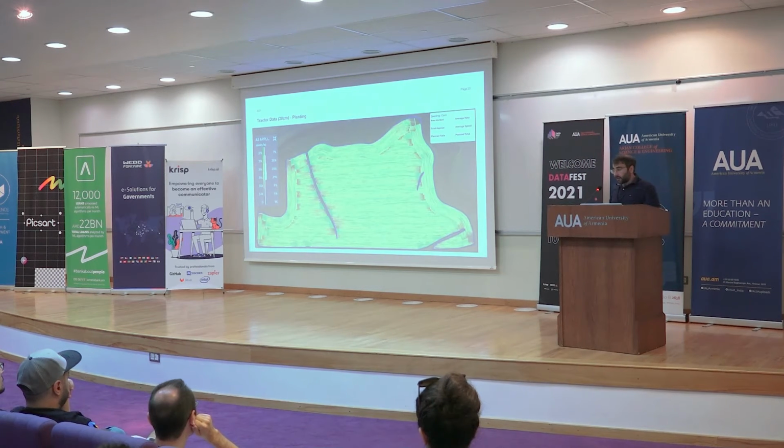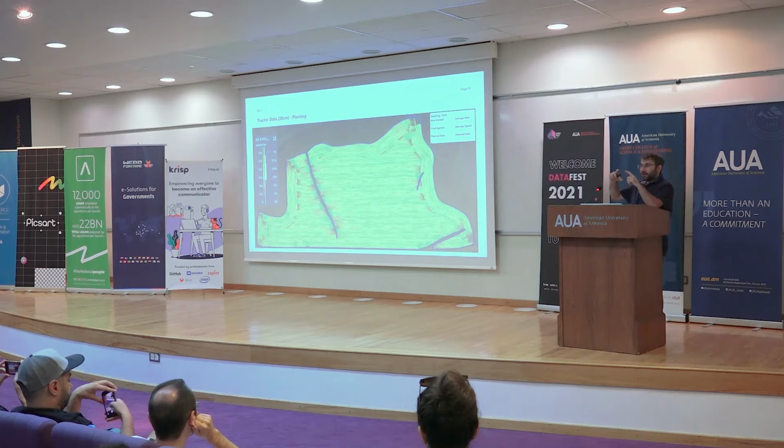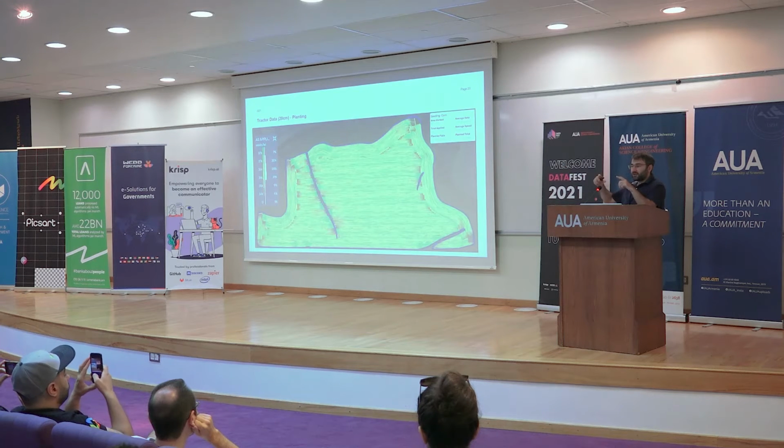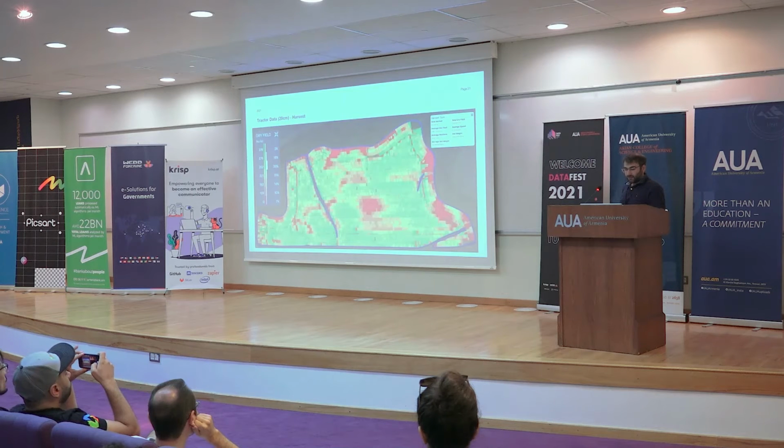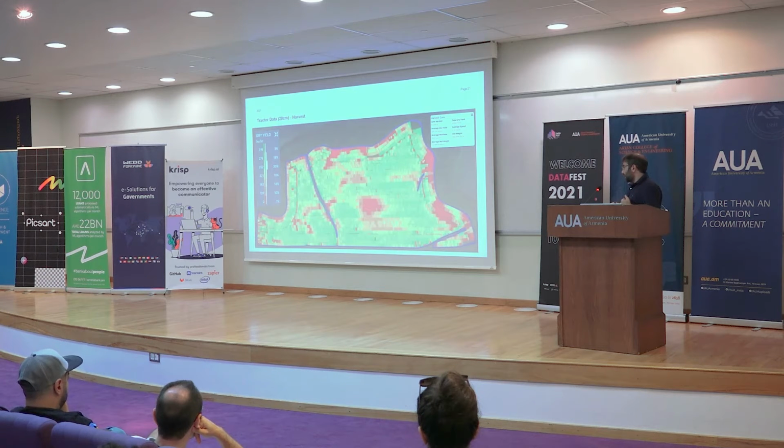This is the tractor data. This is the planter data, 20 centimeters. Basically, for each part of the field, in 20 centimeter squares, it shows the amount of seeds that the tractor put on the ground. And the same for the harvest. This is the opposite, what the tractor collected from the field. This is really nice data.